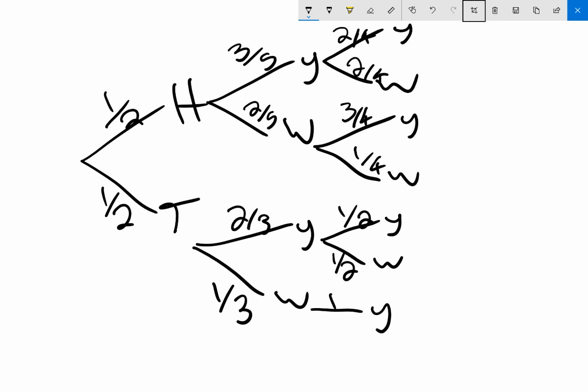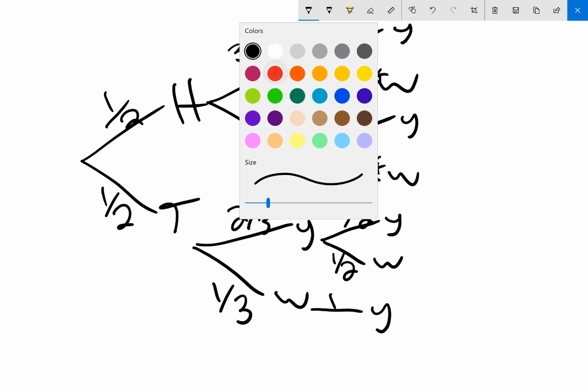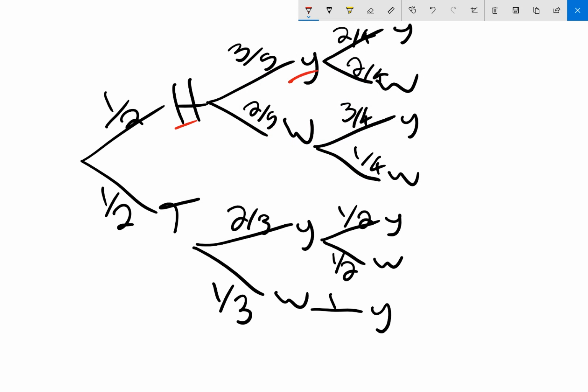So let's write the probabilities for each of these out. The probability for heads, yellow, and yellow is 1/2 times 3/5 times 2/4, which is 6 out of 40, which reduces to 3 out of 20. The probability of choosing a heads, yellow, and a white is the same thing, 1/2 times 3/5 times 2/4, which would still be 6 out of 40, or reduced to 3 out of 20.